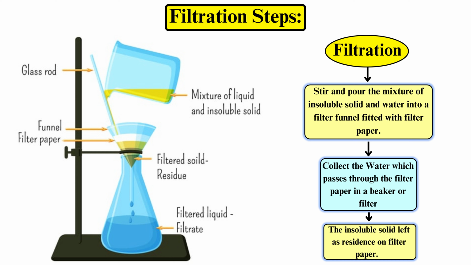The filtration. The first step is to stir and pour the mixture of insoluble solid and water into a filter funnel fitted with a filter paper. Collect the water which passes through the filter paper in a beaker or flask. The insoluble solid is left as residue on the filter paper.